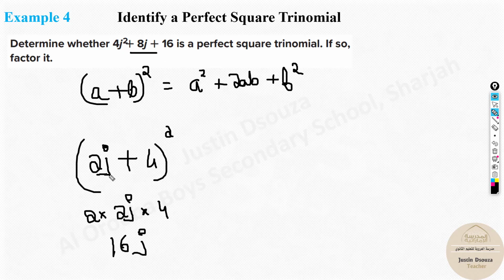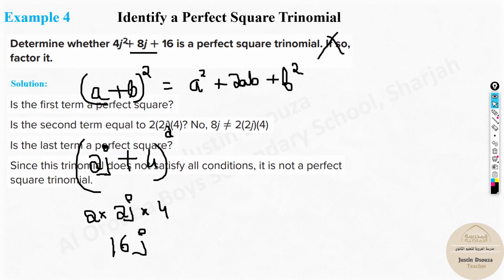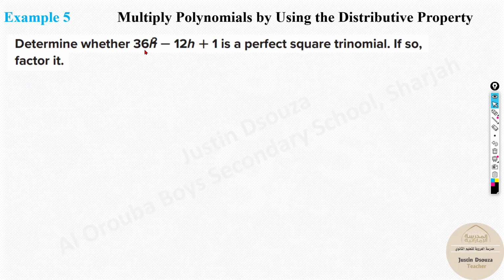The first term is 2j, and we know the middle term must be 2 times ab. That is the square root of this term and this term. Square root of the first term is 2j, the last term is 4, and 2 times all this will be 16j. This is not a perfect square. We can't factor it. Say it is no. Why? The middle term is false, and therefore since this trinomial does not satisfy all the conditions, it's not a perfect square trinomial. Let's see one more problem over here.